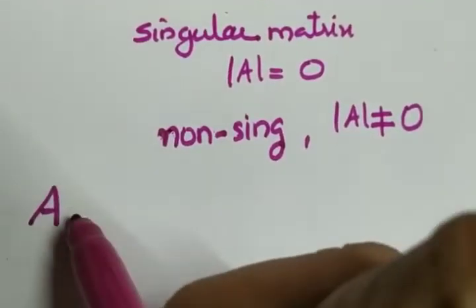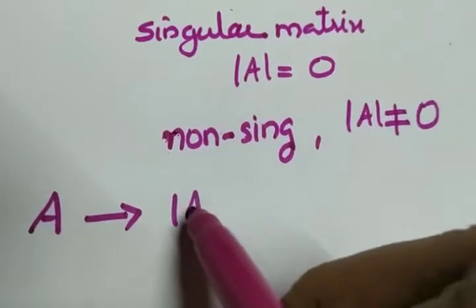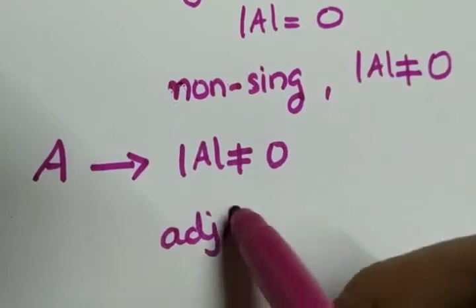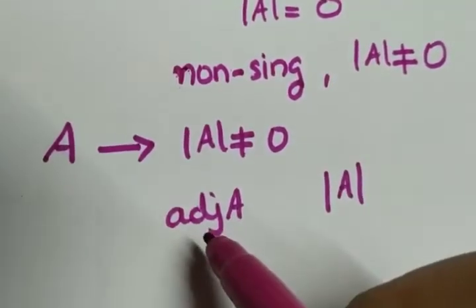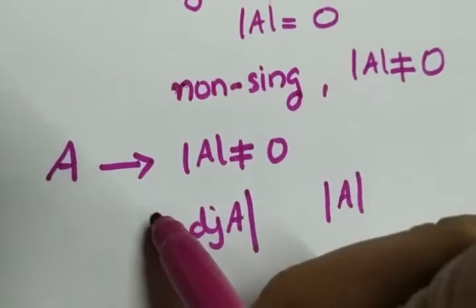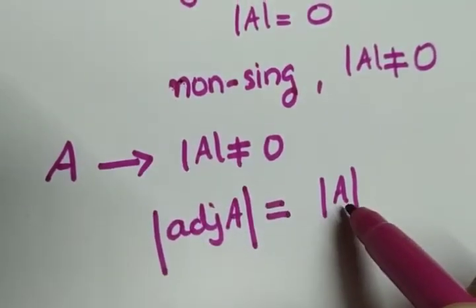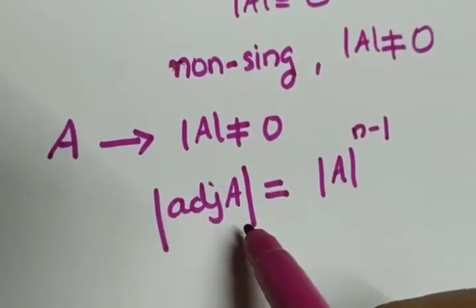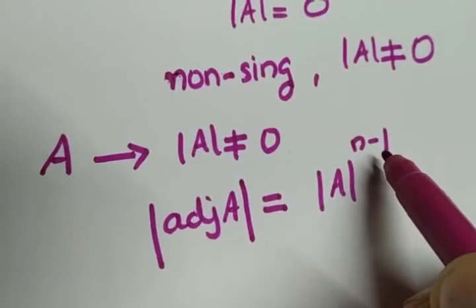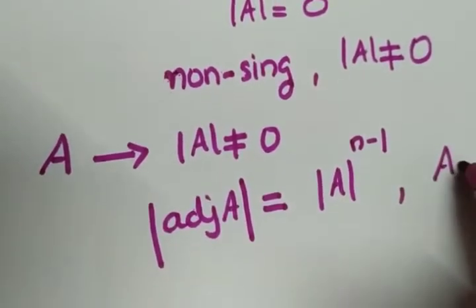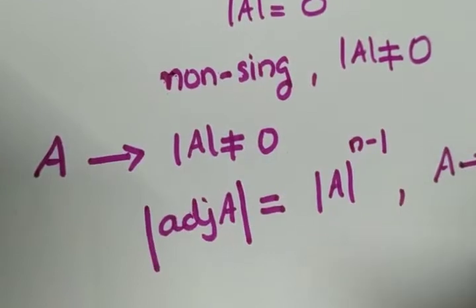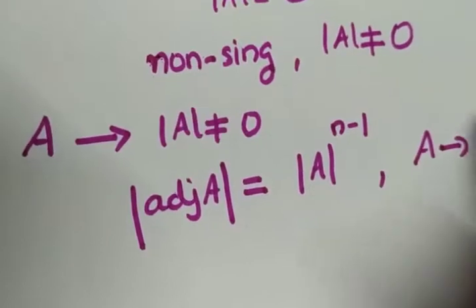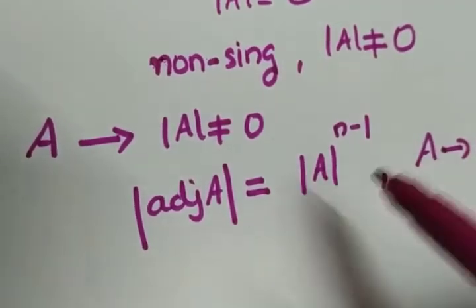If A is a non-singular matrix, that means if A is a matrix such that determinant of A is not equal to 0, then there is a relation connecting adjoint of A and determinant of A. The relation is: the determinant of adjoint of A is equal to determinant of A raised to n minus 1. What will be n? n is the order of the matrix A.